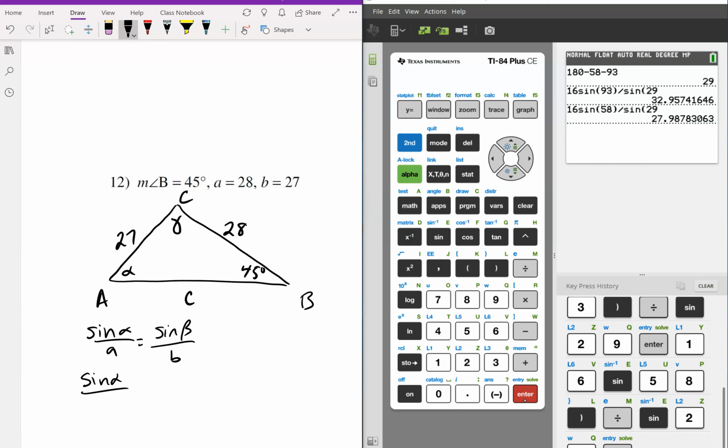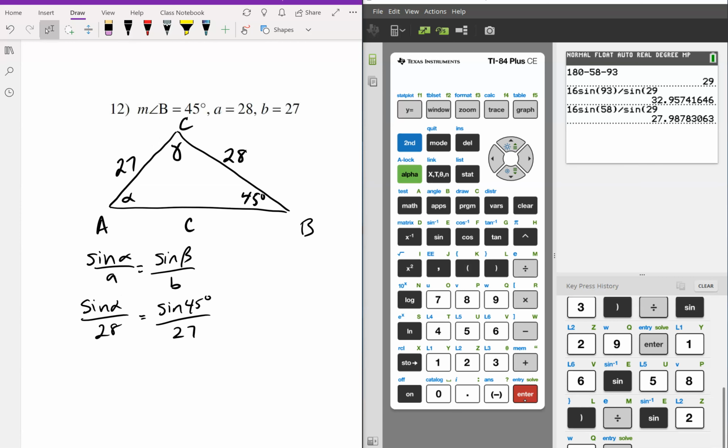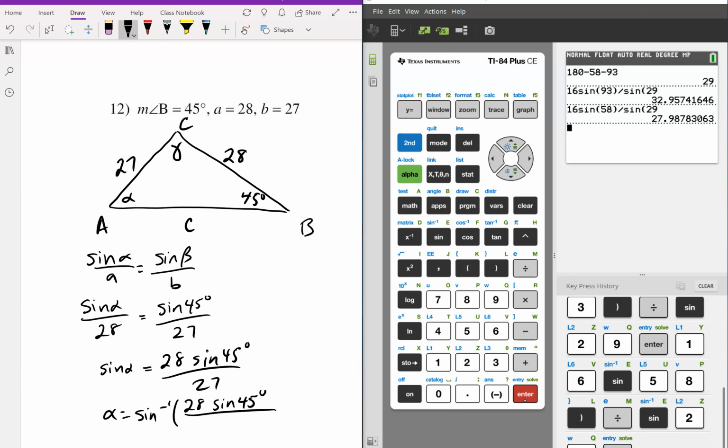Alpha, I don't know, but A I know is 28. Beta is 45 degrees. B is 27. Cross multiply in this case, I'm not going to do that. All I need to do is multiply by 28. Sine of alpha is 28 sine of 45 degrees over 27. And then I have to do inverse sine. Okay, so I get inverse sine of 28 sine of 45 over 27.